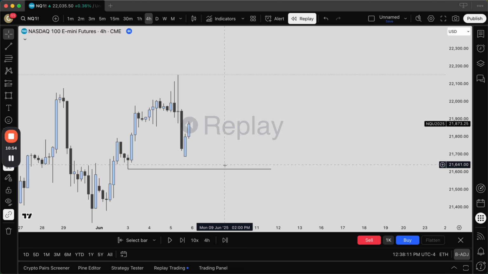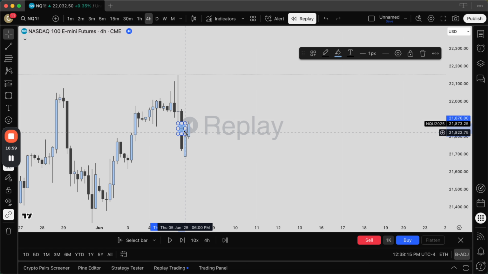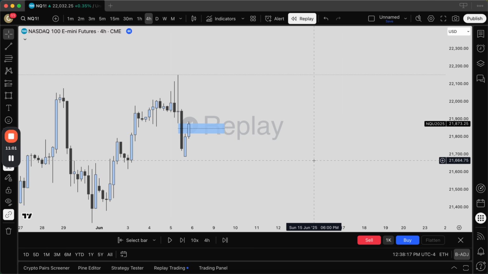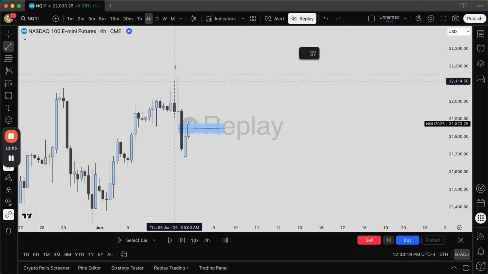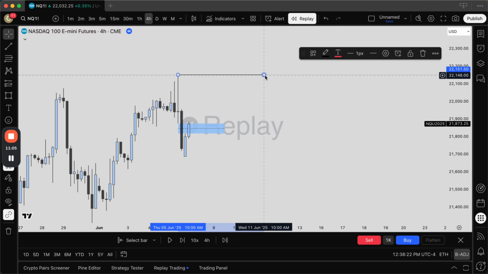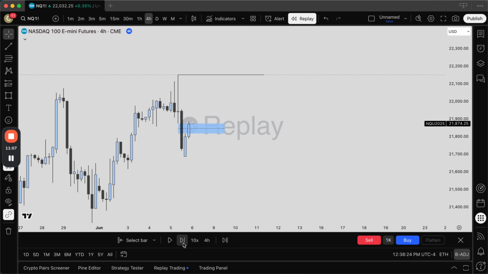So what do we see here? Well, we see price clearly disrespecting this fair value gap. Okay, so my draw would be this high. Let's see what happens.